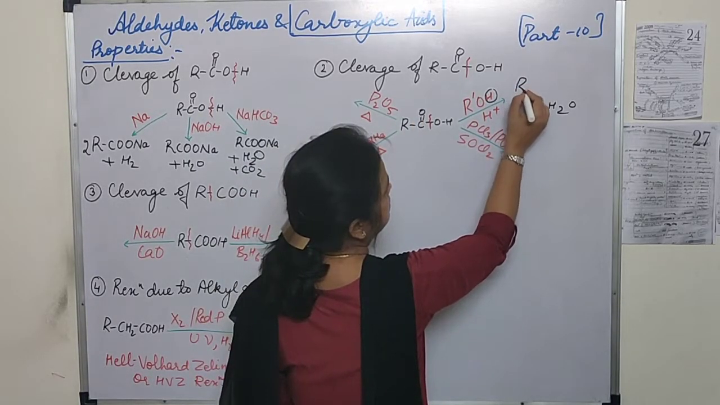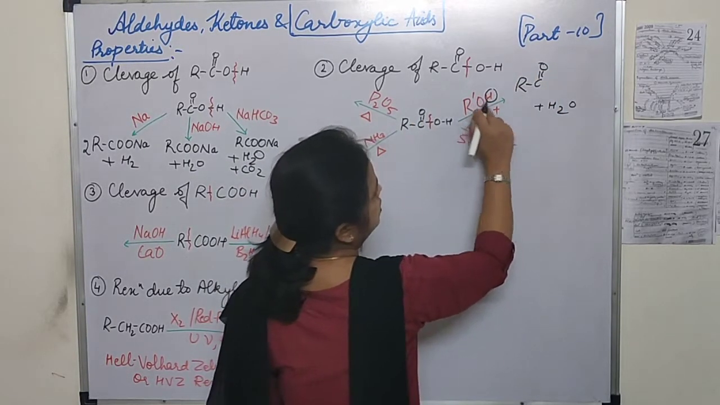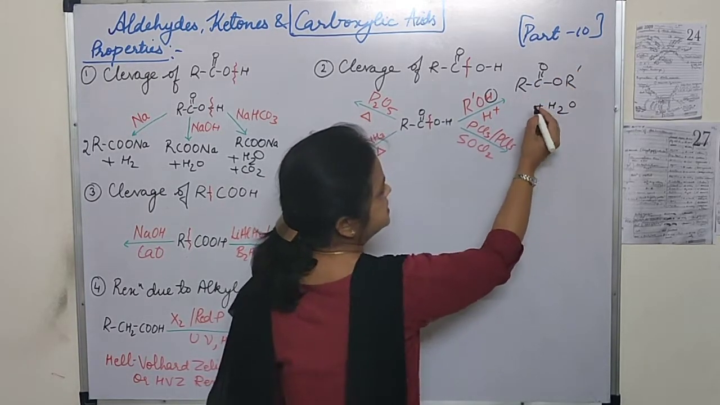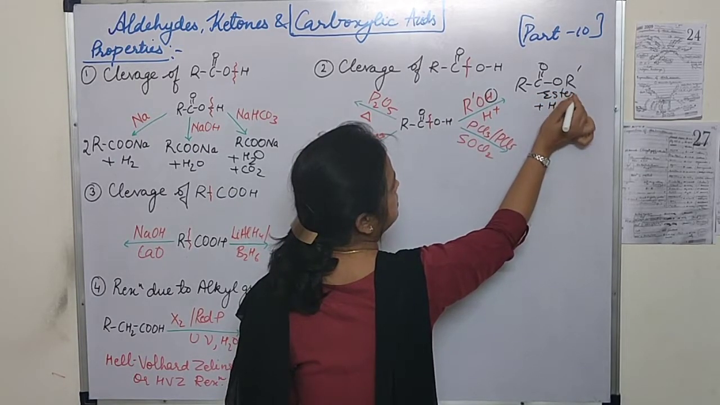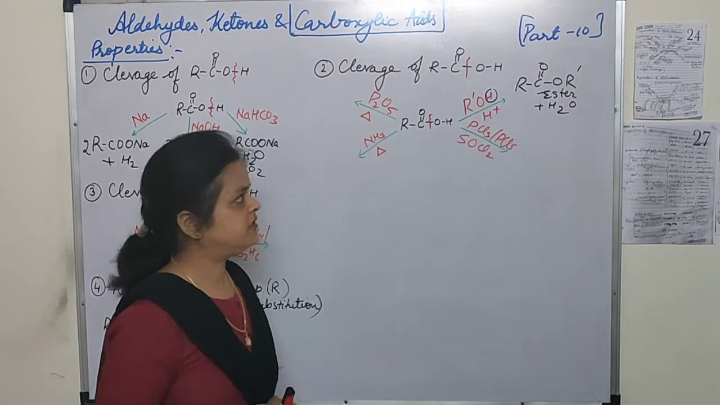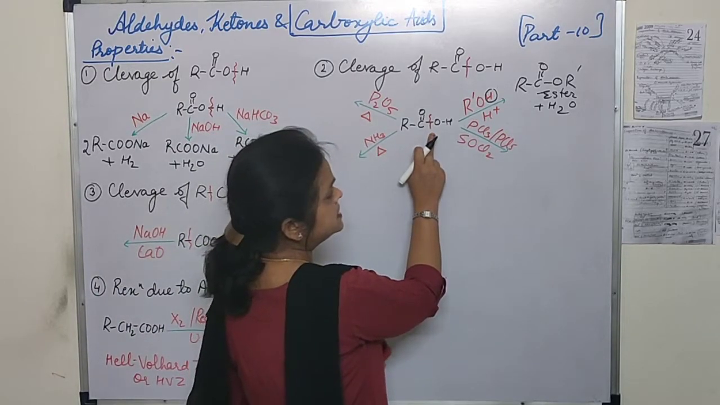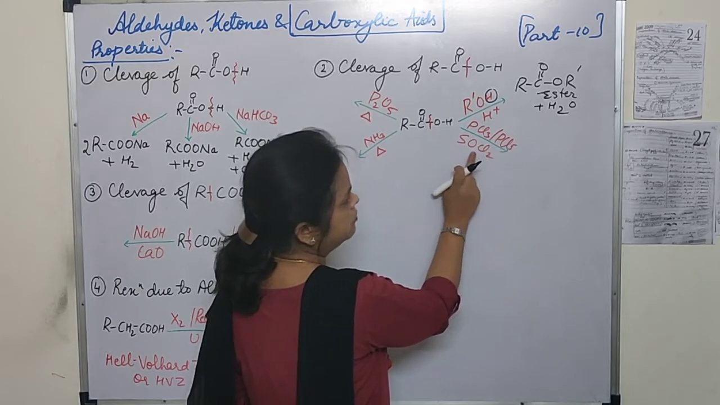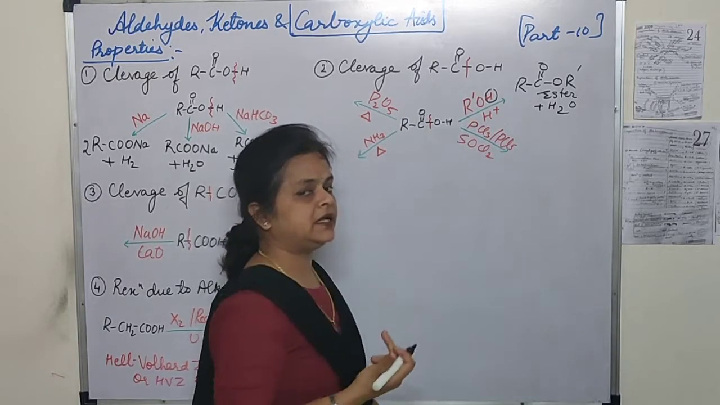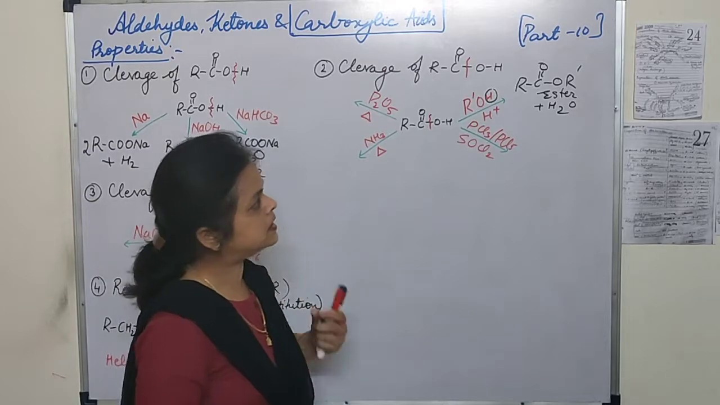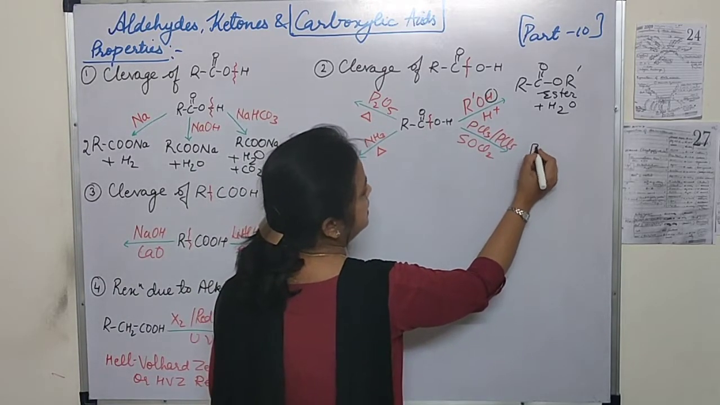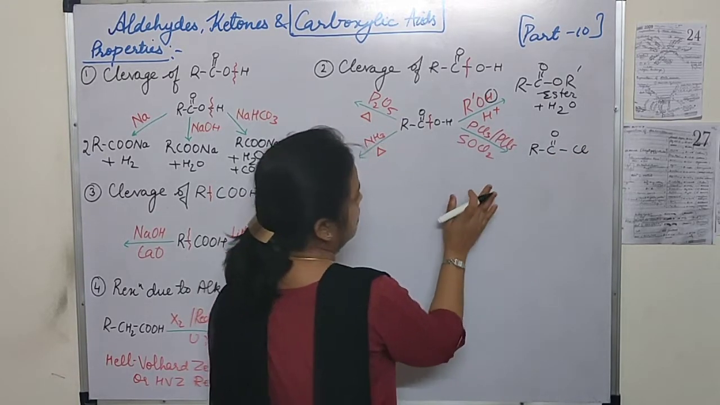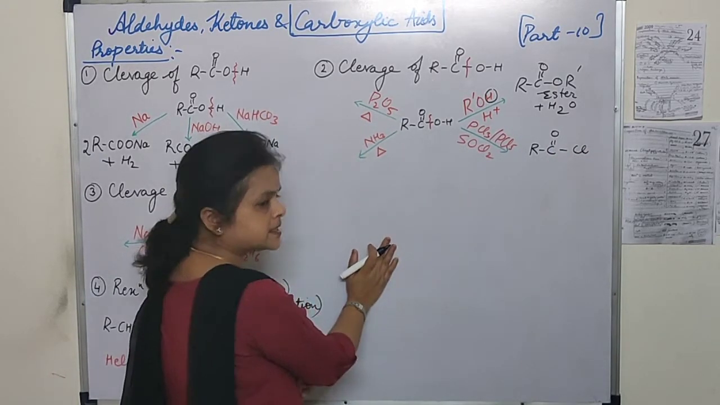And what do you get? RCO along with OR. So here we got ester. And what is the name of this reaction? Esterification. When this carboxylic acid combines with PCl3 or PCl5 or SOCl2, we get the second derivative of carboxylic acid, that is acid halide. We will get RCOCl. Now how is the reaction taking place? Let's discuss it over here.